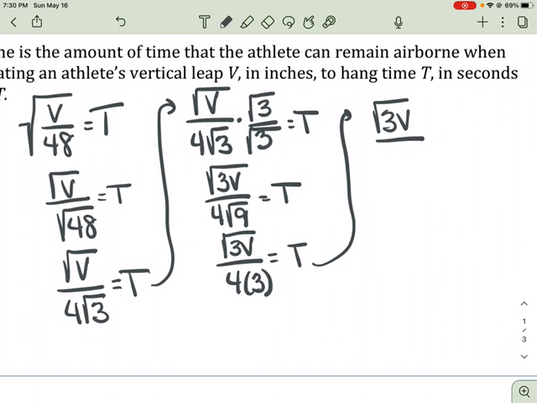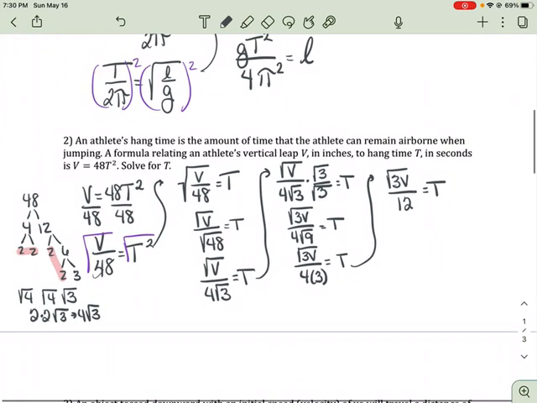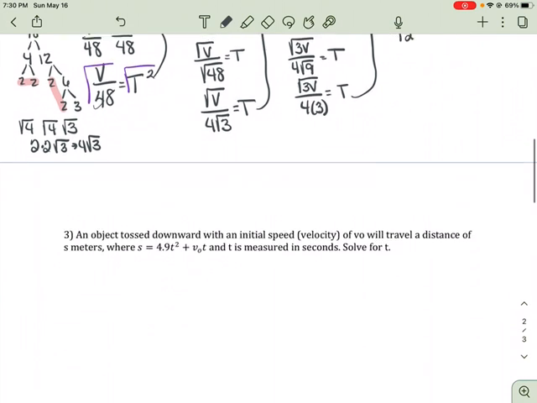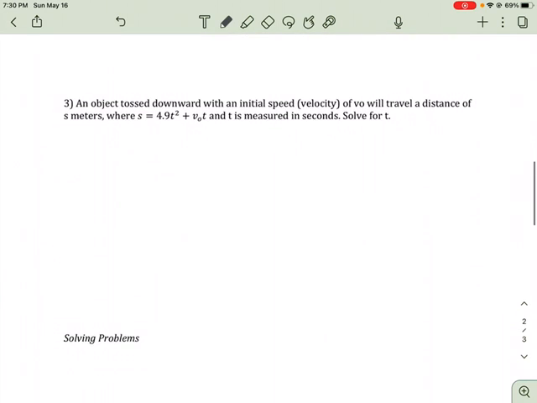Square root of 3v over 12 is equal to t. All right, there we go. That was a lot more involved than you would think, but the hard part was rationalizing the denominator. All right, let's do one more.